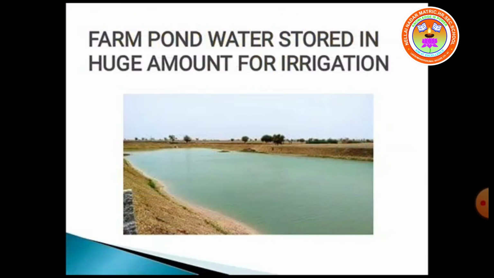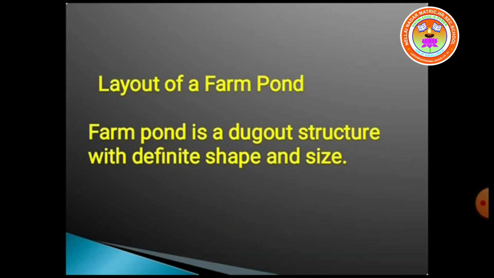We know that a farm pond stores water in huge amounts for irrigation. So the farm pond must be in proper structure and size. A farm pond is a dugout structure. Dugout structure in the sense it is dug with the help of manpower or with machines. It has a definite shape and size.